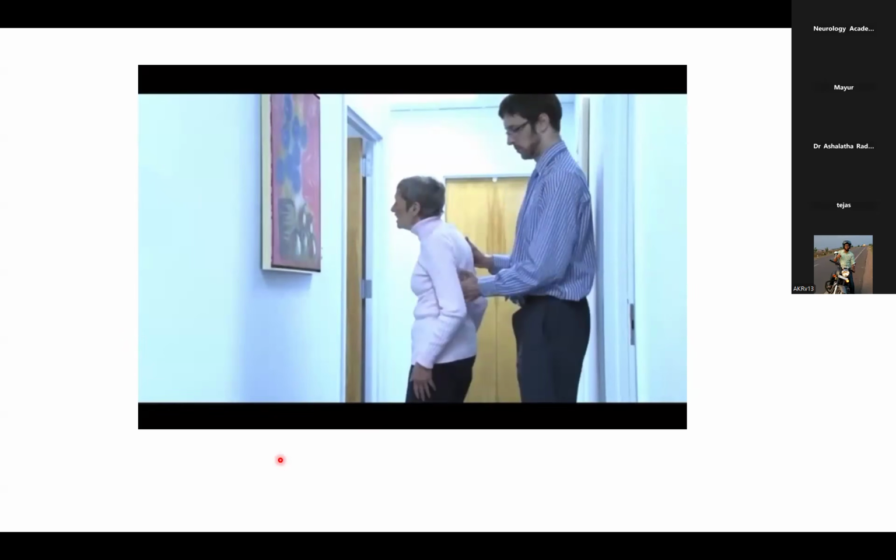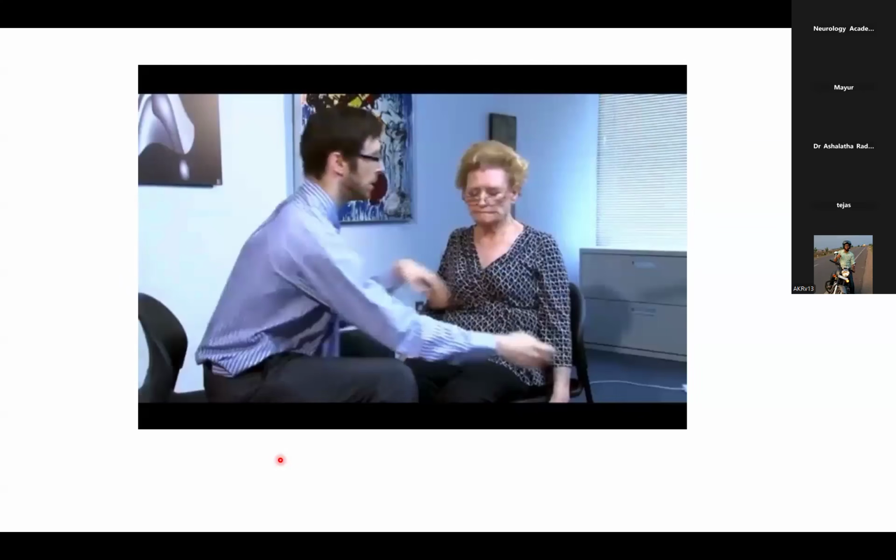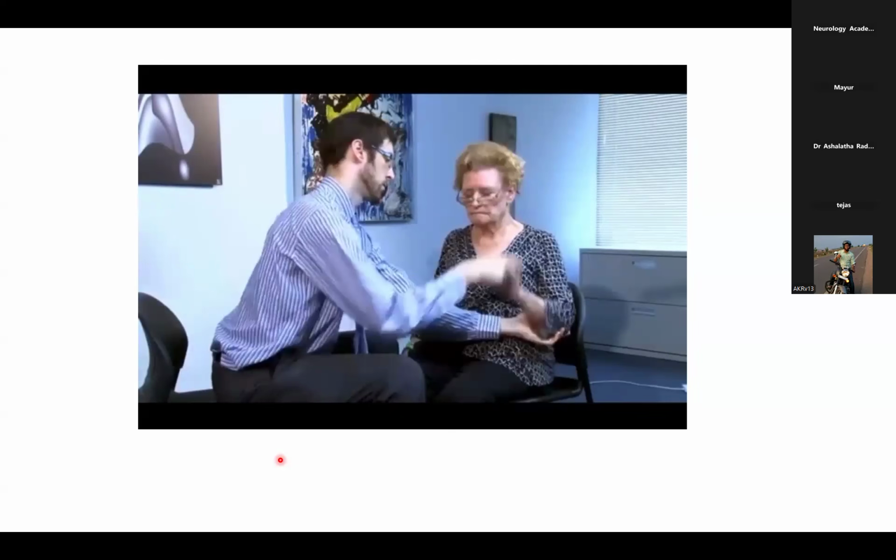Here we are again seeing that the examiner is testing the rigidity of the patient. The axial rigidity was more than the appendicular rigidity in this patient. Here, this patient has severely affected bradykinesia of both the upper limbs and lower limbs also. He had bradykinesia.